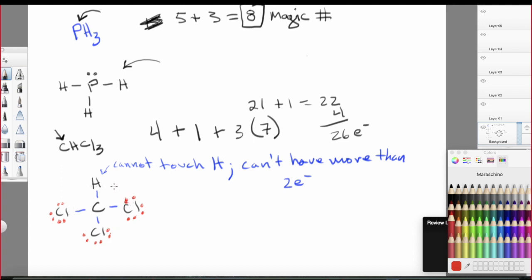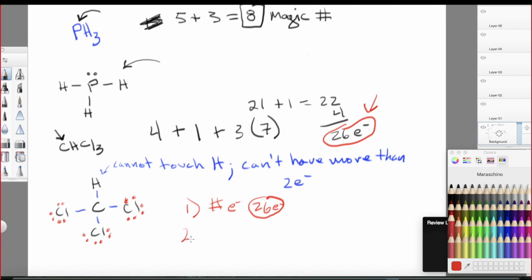Now, once we have the molecule completed, now we're going to do our test. So the first thing is, number 1 is to count the total electrons. And this number is going to have to match up with this one. All right, so we're going to have 2, 4, 6, 8, 10, 12, 14, 16, 18, 20, 22, 24, 26. All right, so this number matches that number.